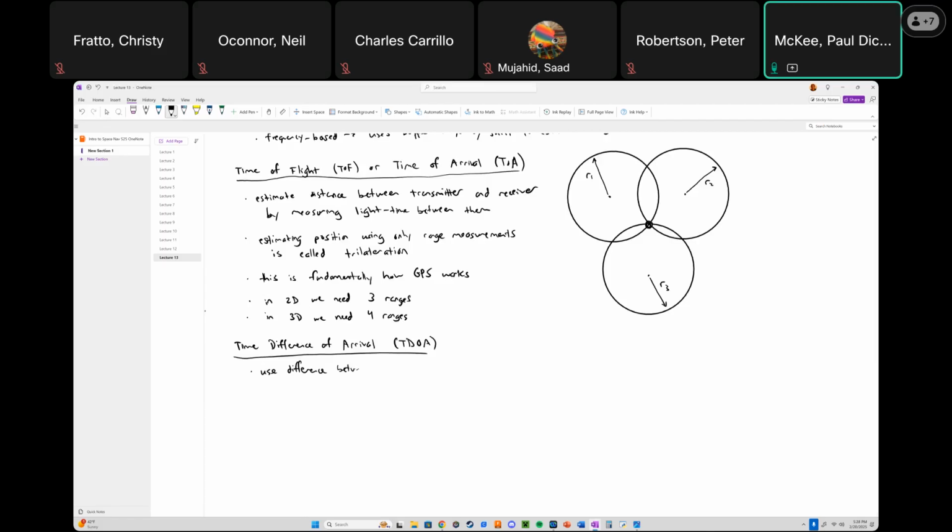between, I guess it should be times of arrival. Times of arrival of signals from different stations to estimate position.